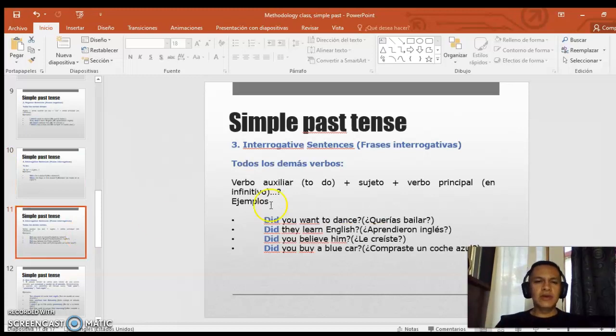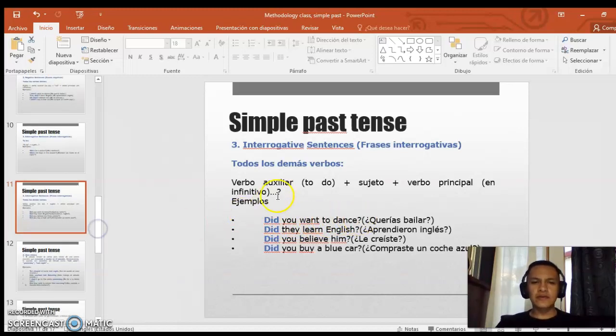For the other verbs, we put first did, followed by the subject, followed by the verb in infinitive form. Did you want to dance? And to finish, the complement. In this case, English. Did they learn English? This is the complement, English.